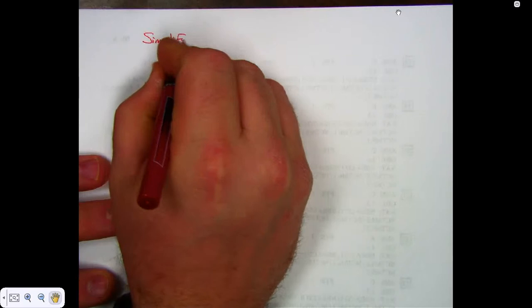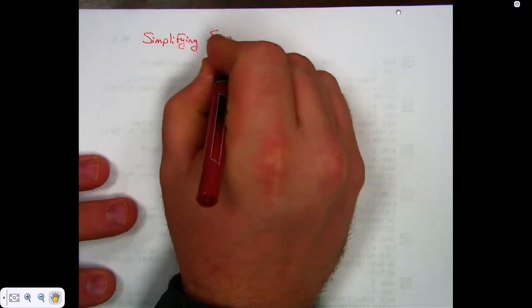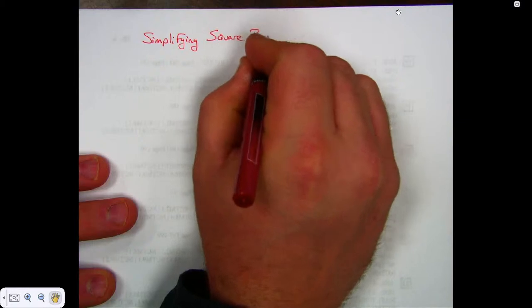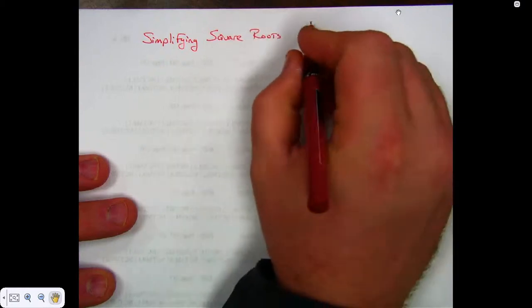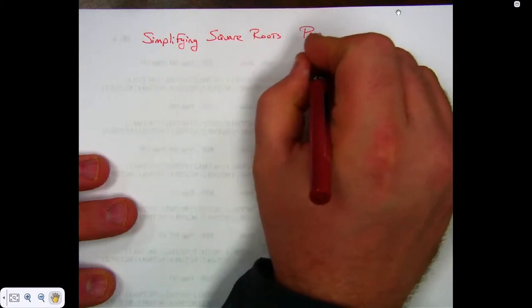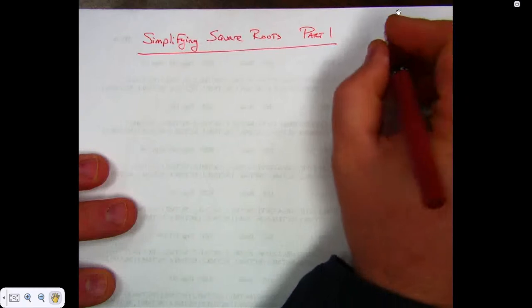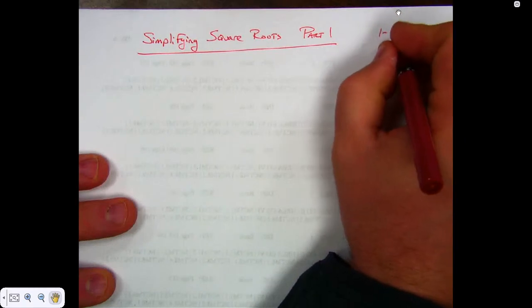This section, we're going to call it simplifying square roots, part 1. The date is 1/14/14.